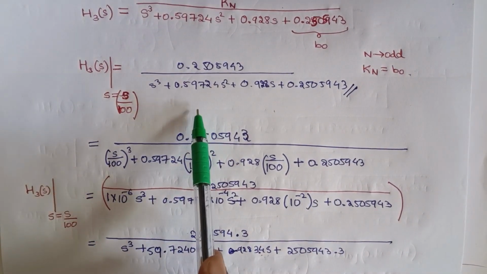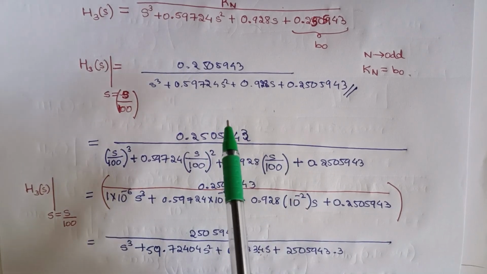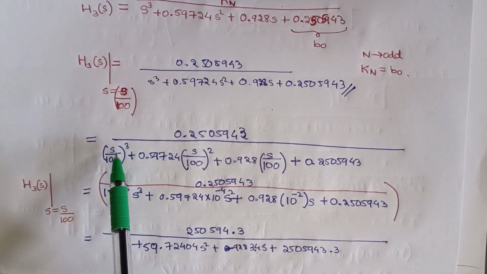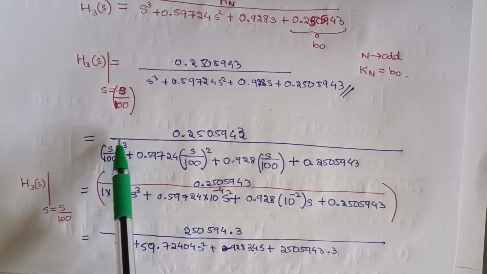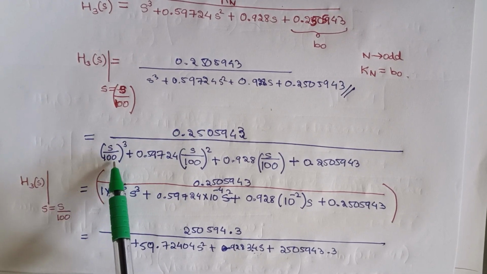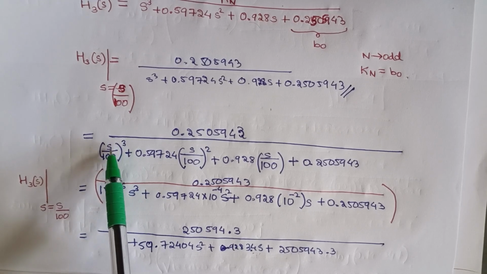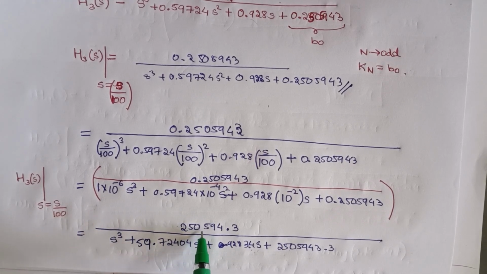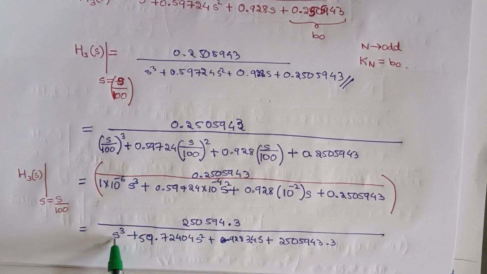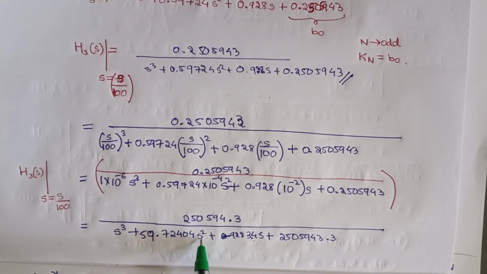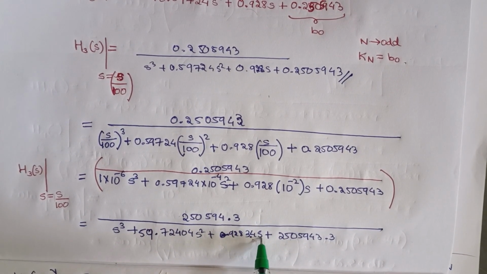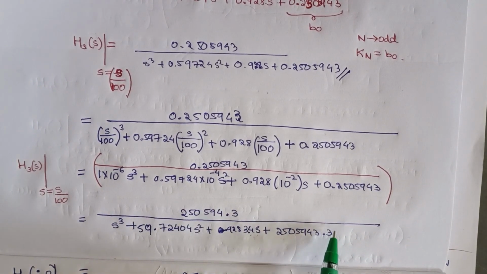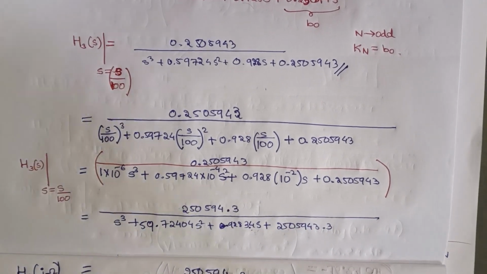Since in the given question the frequencies were very high, we have normalized the filter and taken omega p is equal to 1. Hence we have to denormalize the filter to obtain the original filter. We divide S by 100 radian per second since omega p was given as 100 radian per second. Substituting this in the place of S, we obtain the original filter as 250594.3 divided by s cube plus 59.72404 s square plus 9283.4 s plus 2505943.3. This is the transfer function for the filter given in the question.